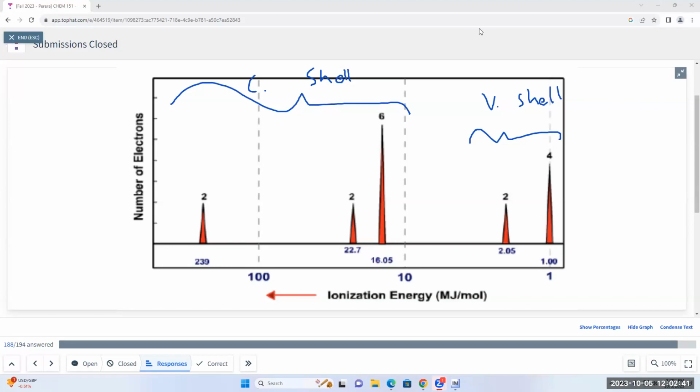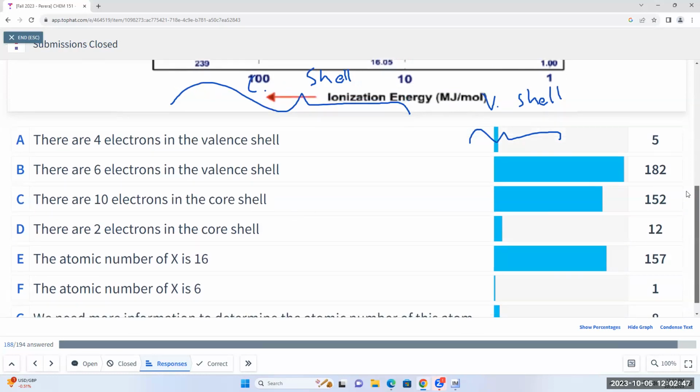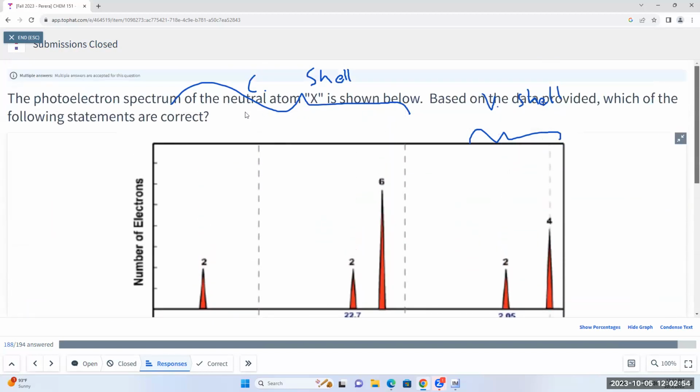That's it. Now let's see what they're asking. There are 6 electrons in the valence shell. That is correct. There are 10 electrons in the core shell. 30% of us did not say that. Anyway, that's okay. And then the atomic number is 16. How do we know that? This is a neutral atom. You are told it's a neutral atom. And altogether, if we count the electrons, it adds up to 16. Therefore, the atomic number must be 16 for this, meaning this must be sulfur. All right. Any questions, concerns, comments about this? Anything?